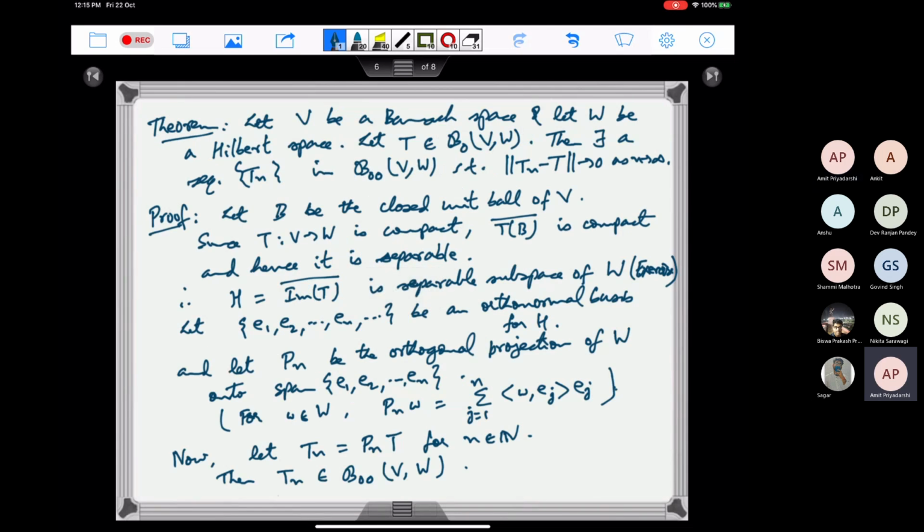Sorry, I took more time. So I'll stop here. In the next class, we'll see that using this, we can easily prove that if T is a bounded linear operator on a Hilbert space, then T compact is equivalent to T star being compact. Okay, I'll stop here.